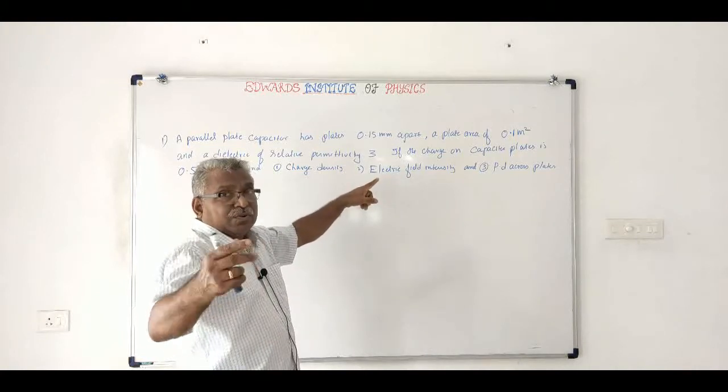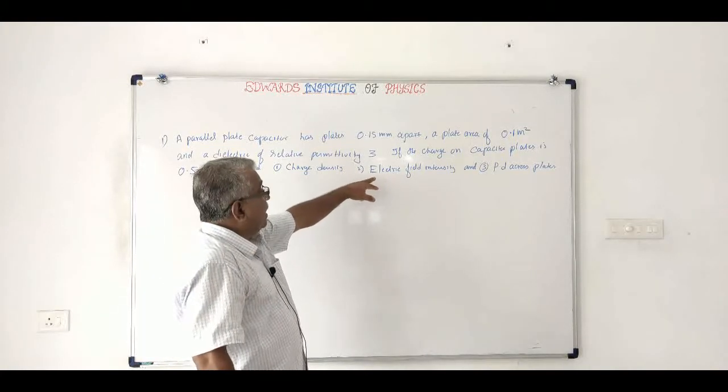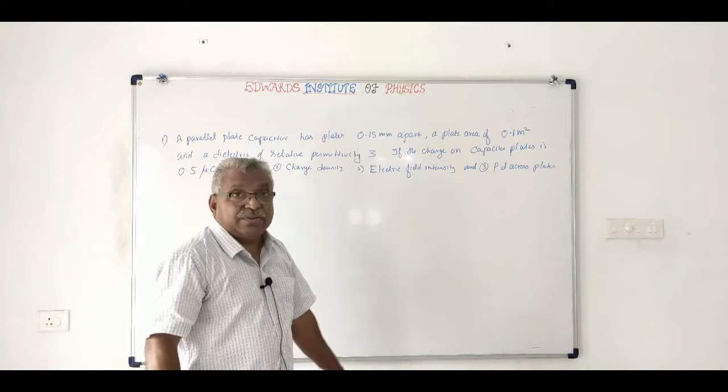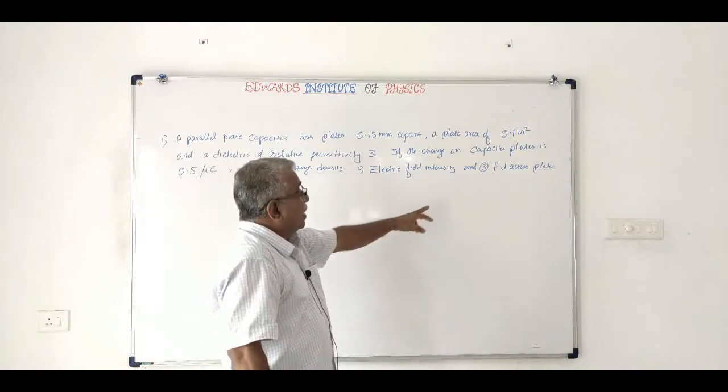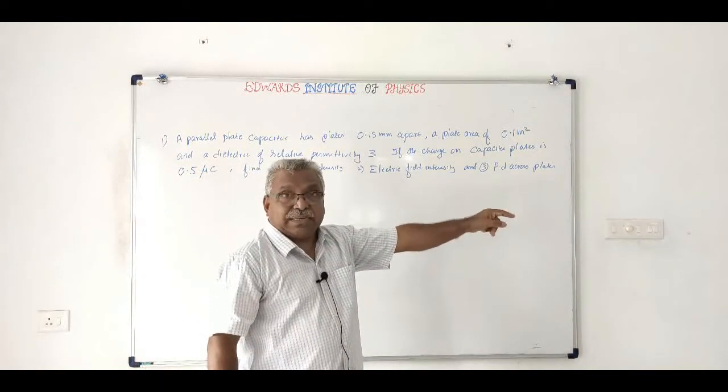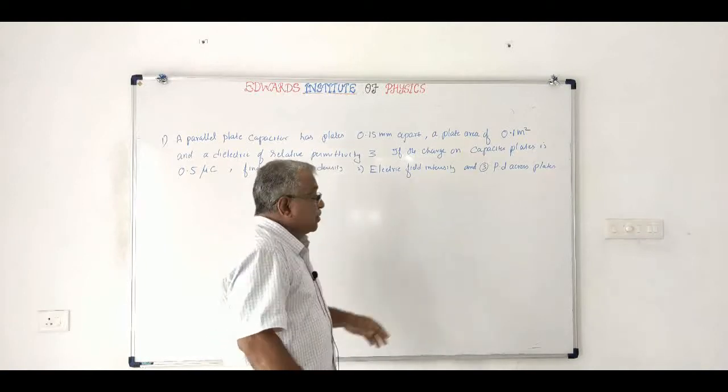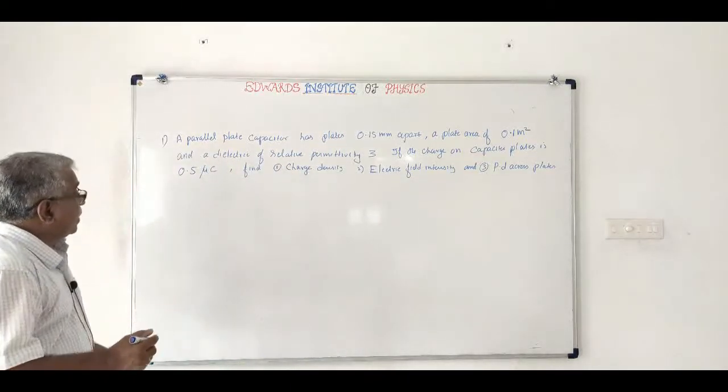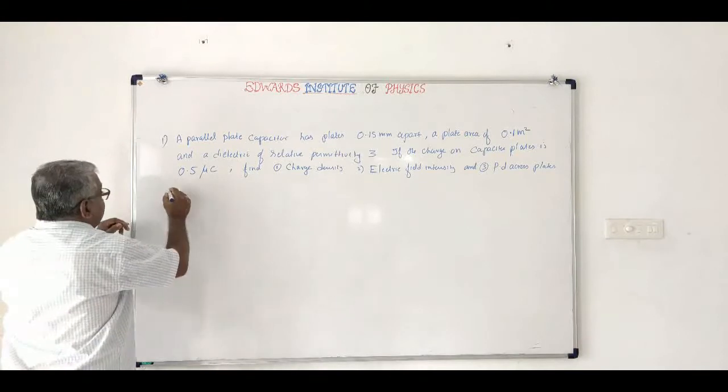Sigma is equal to Q by A. That is very simple. Electric field intensity E you have to find out. Then potential difference across the plates. Okay. So now let us write down what are the data given.